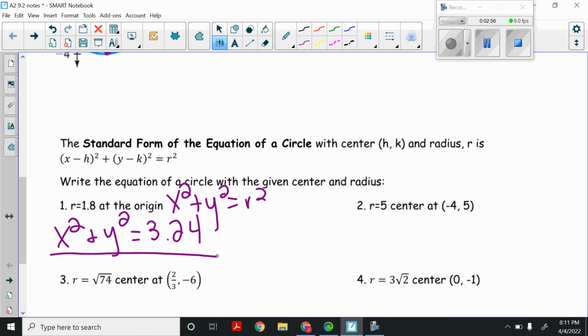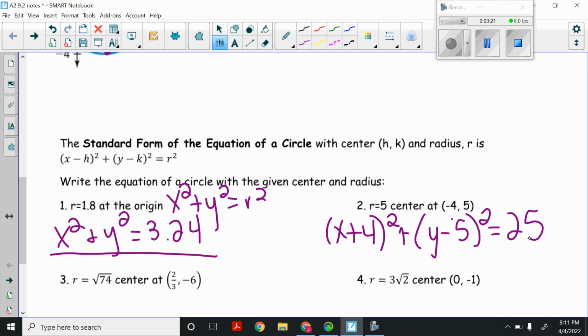Number 2, radius of 5, center at (-4, 5). Remember that if I put it inside parentheses, it's always the opposite. So instead of saying x minus -4, I would say (x plus 4) squared, plus y, the opposite of positive 5, (y minus 5) squared equals, my radius was 5, so I square that, 25. There's our equation.